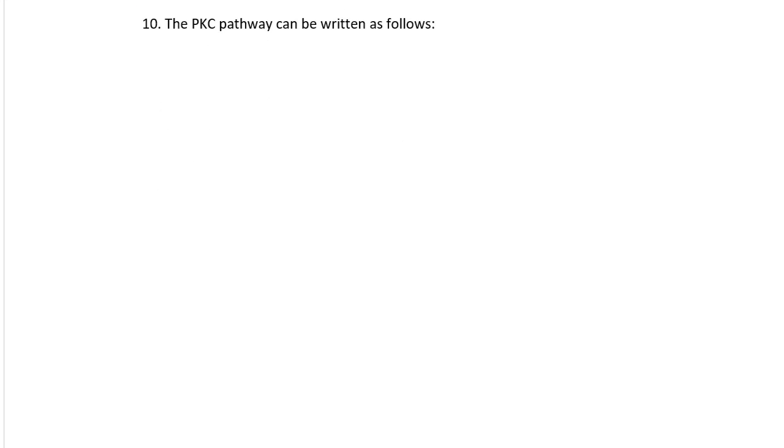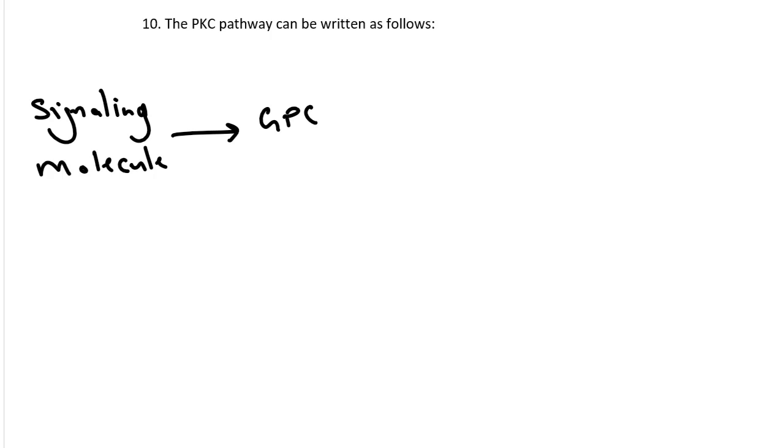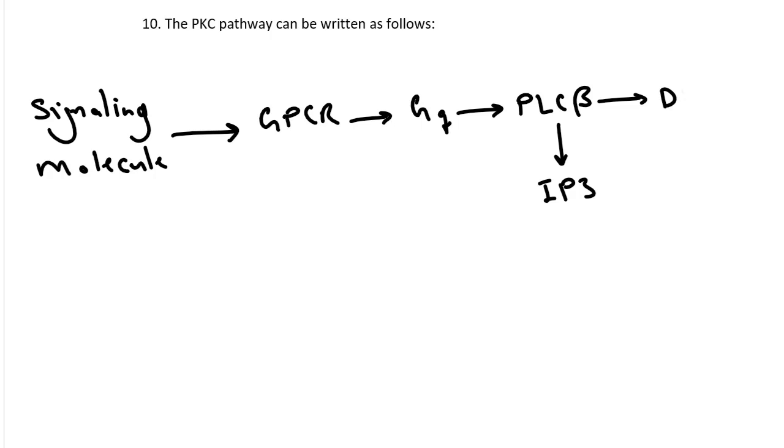We have the signaling molecule, which goes on to activate the G-protein coupled receptor, which goes on to activate Gq. Gq goes on to activate PLC beta, which will lead to two second messengers being produced, IP3 and DAG. DAG will go on to localize PKC to the cell membrane.